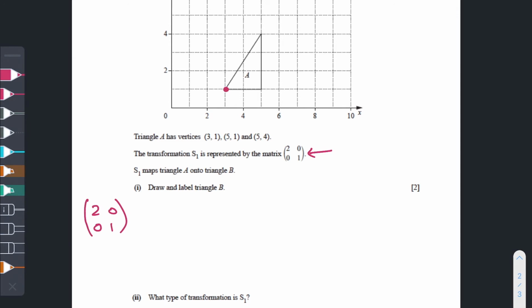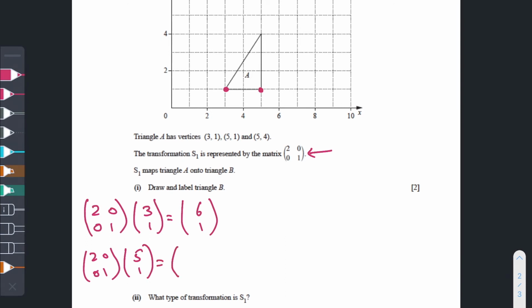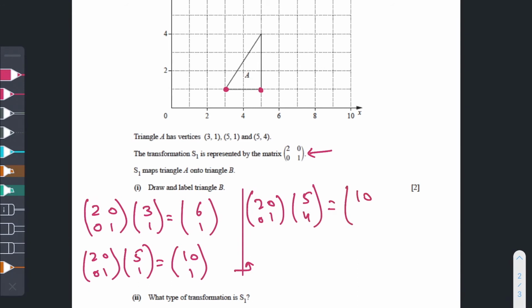So this is one corner. The corner has the coordinates 3 and 1. When you multiply this, your value becomes 6 and 1. This is the first part. Then you multiply the same transformation matrix 2, 0, 0, 1 with another corner, that is 5 and 1. When you multiply this becomes 10 and 1. The last coordinates that you multiply with the transformation matrix 2, 0, 0, 1, those coordinates are 5 and 4. When you multiply this, your value becomes 10 and 4.